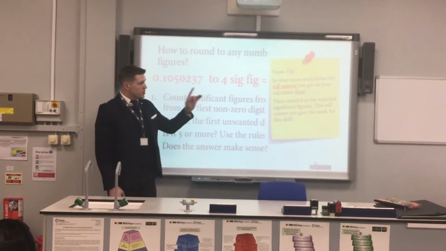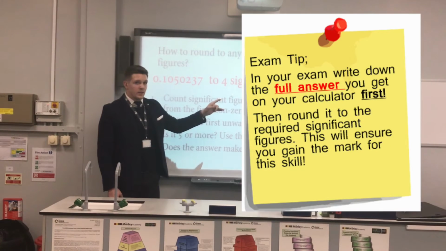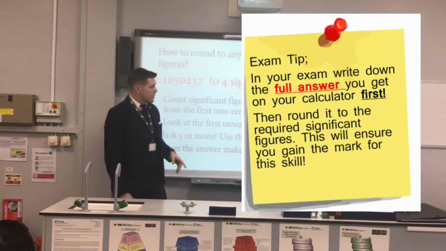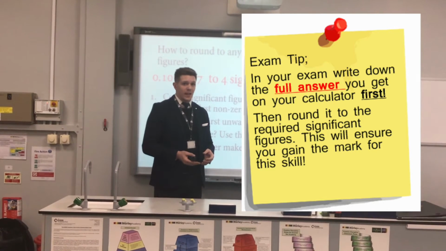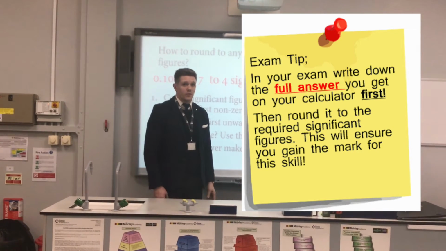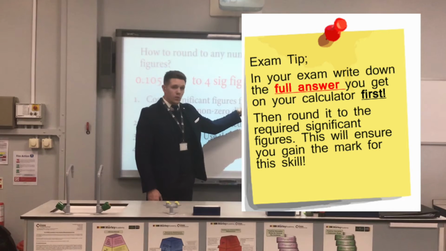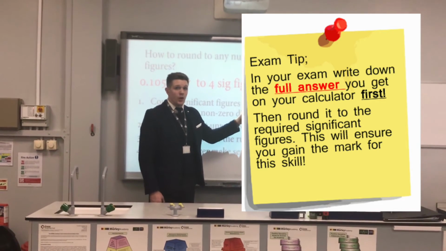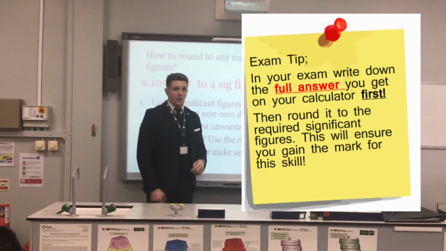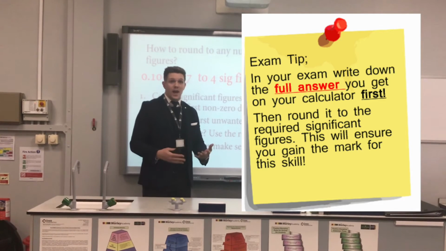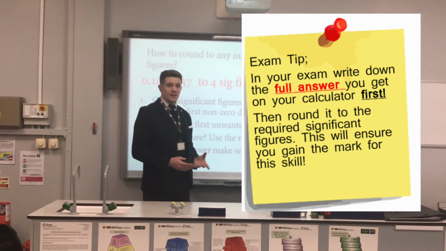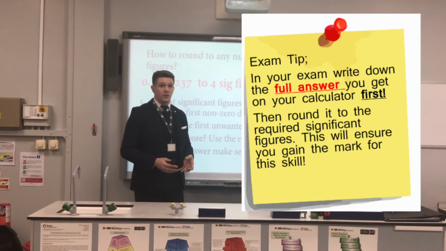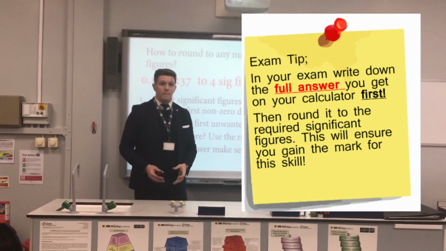A final point just to make sure you're aware of, and this has come directly from AQA themselves. In your exam, when you're putting your values into a calculator and it's asking for the answer in significant figures, you write down what you see on your calculator first. Write that down on your paper, no matter how long it is, and then change the significant figures in the answer. That's showing the examiner that you know how to use significant figures, and it can gain you that mark.